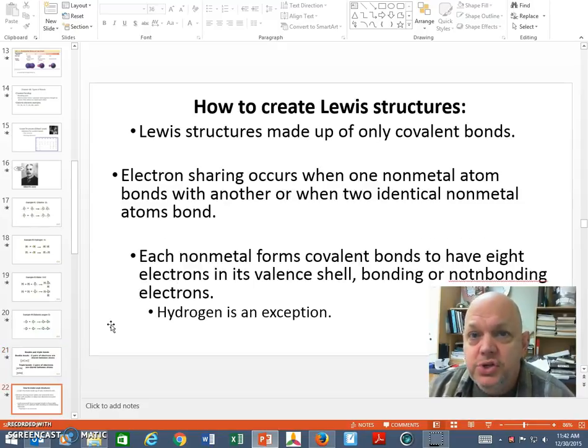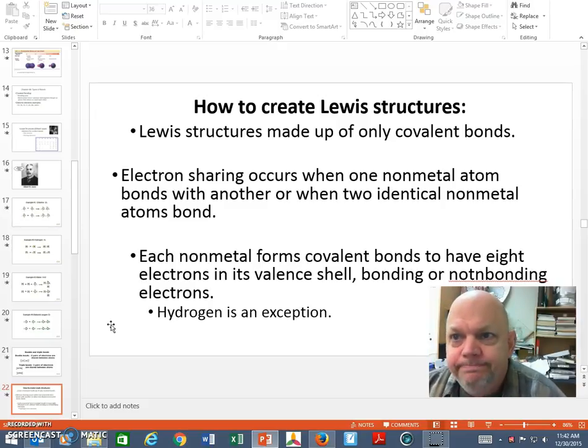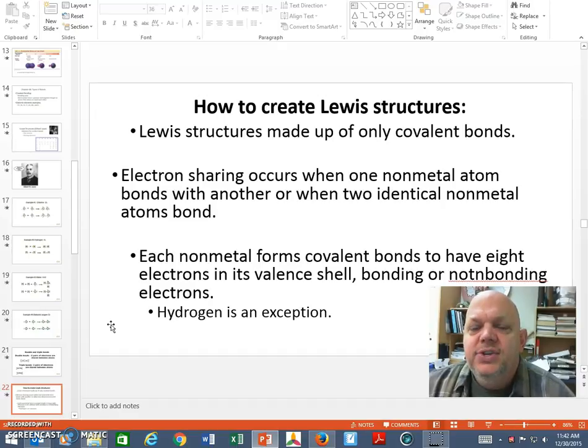How to create Lewis structures. I'm moving on here. I am not sure if I did a video on how to do electron dot structures, and I may just simply go ahead and stop here for this particular video.